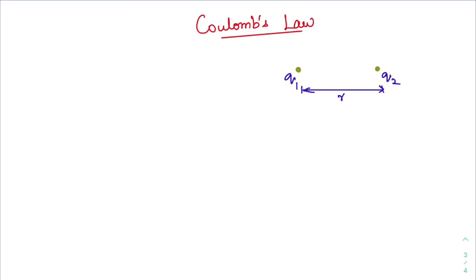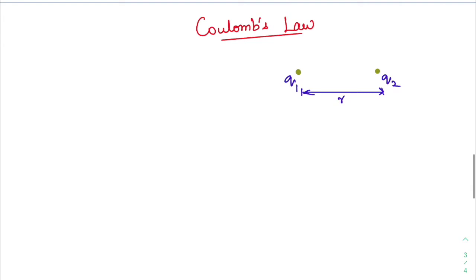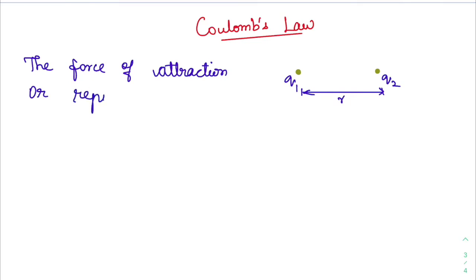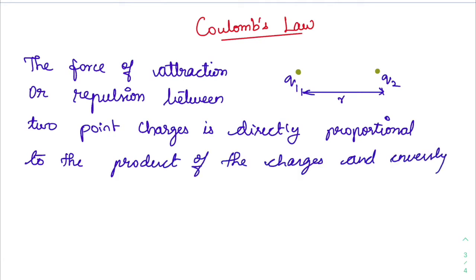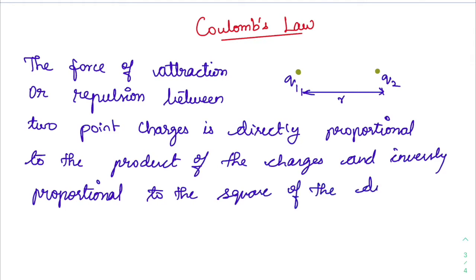There is going to be some force exerted between these charges, which we call the electrostatic force. Coulomb is a scientist who derived a formula for this kind of force. So the statement of Coulomb's law is nothing but: the force of attraction or repulsion between two point charges is directly proportional to the product of the charges and inversely proportional to the square of the distance between them.